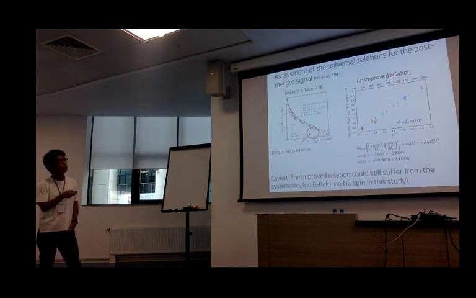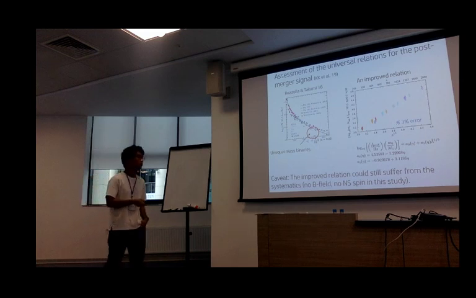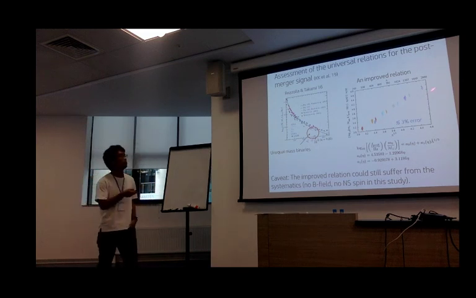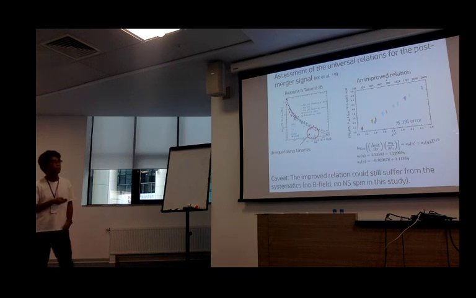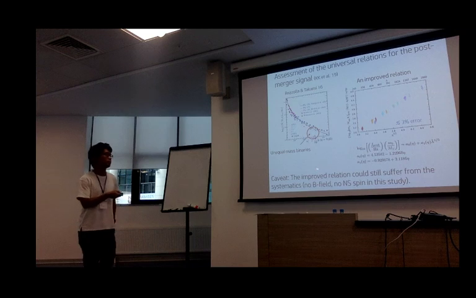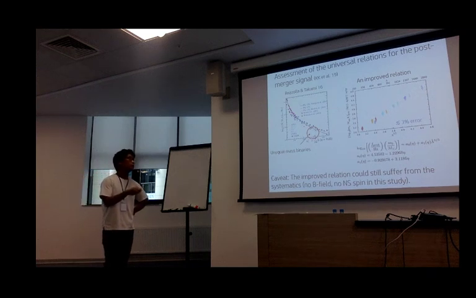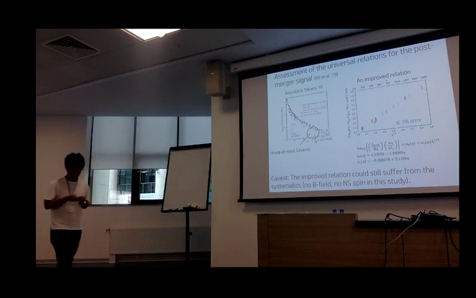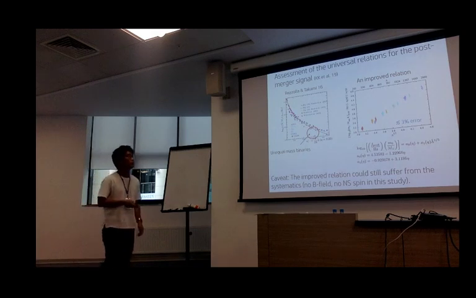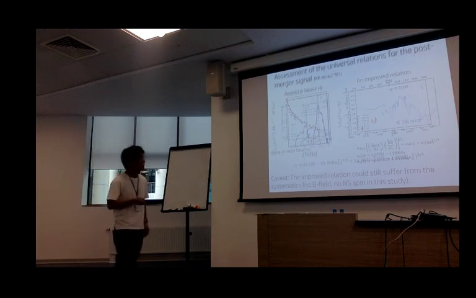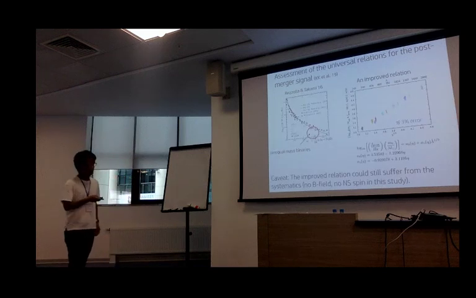So we propose an improved relation in which the coefficient depends on the symmetric mass ratio. With this relation, we find that the error bar scatter is less than 3%. However, the caveat is that even the improved relation could still suffer from systematics because we didn't take into account the magnetic field of the neutron star in this study. This is one important fact.